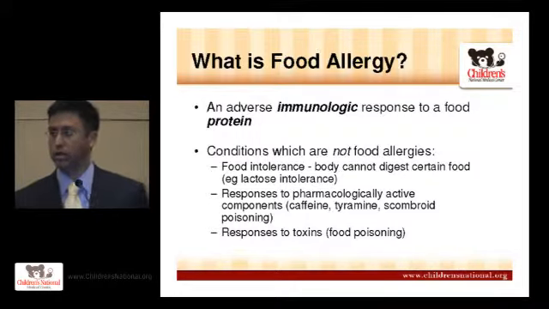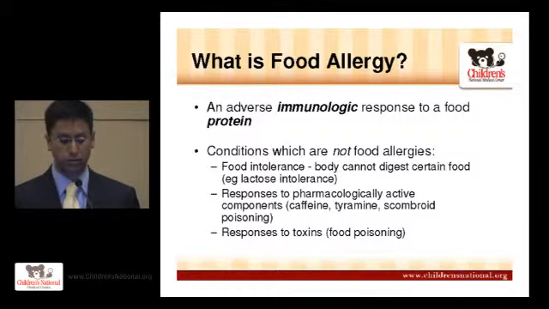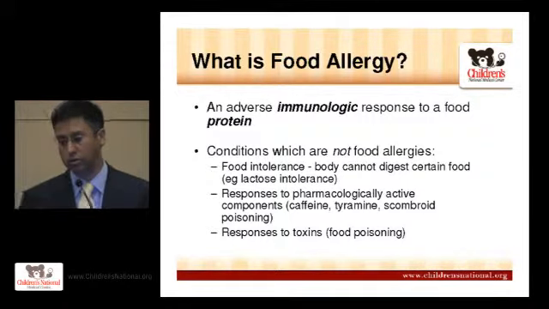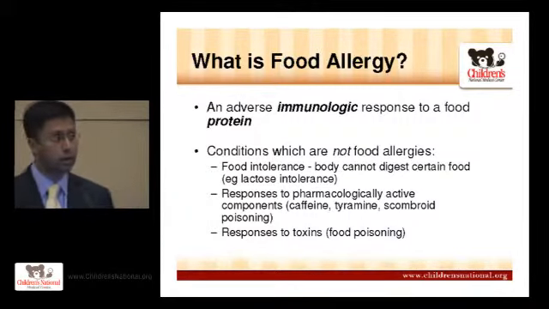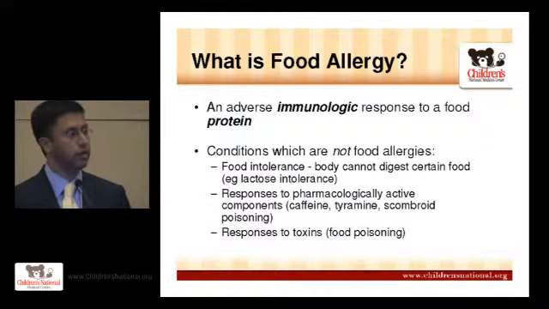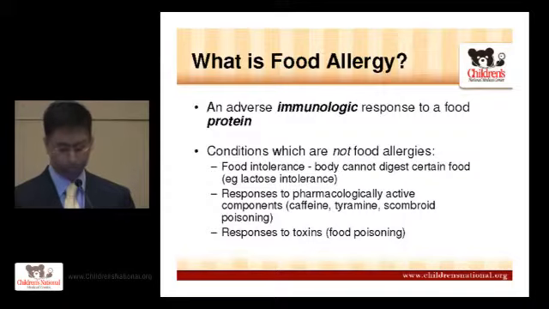Other things which can look like food allergy but not necessarily be food allergy are responses to pharmacologically active components. So for example, scombroid poisoning, usually stale brown fish, has histaminic components inside of the fish itself that upon ingestion create symptoms that look a lot like a food allergic reaction, but it's not mediated by the immune system and it's not due to a food protein.